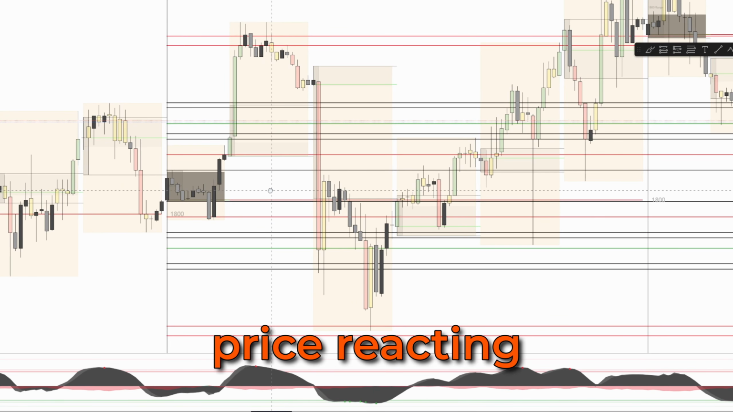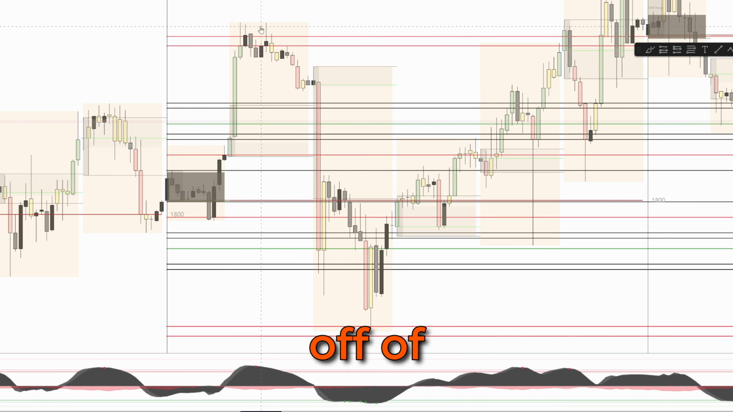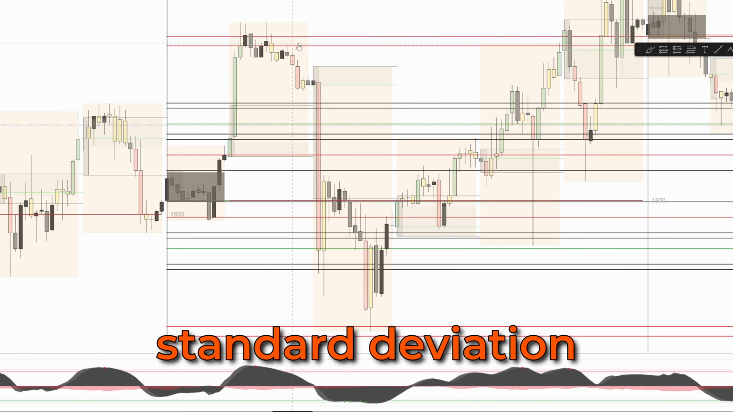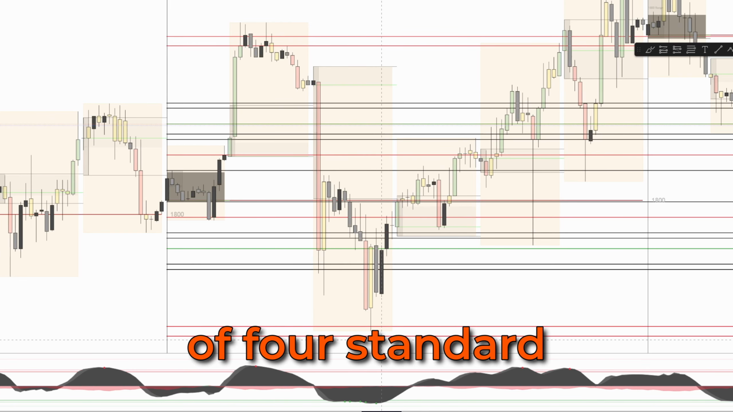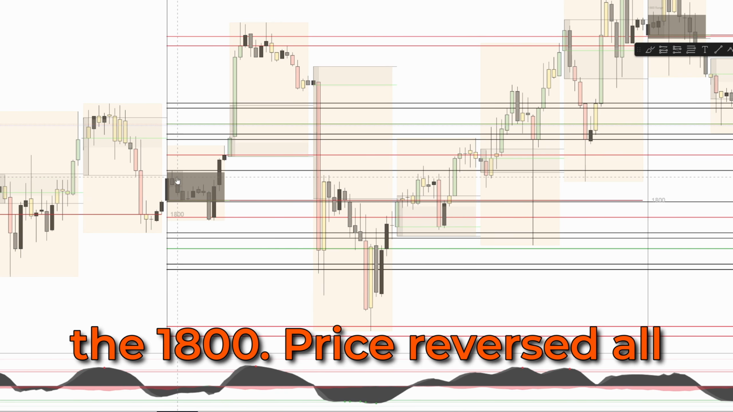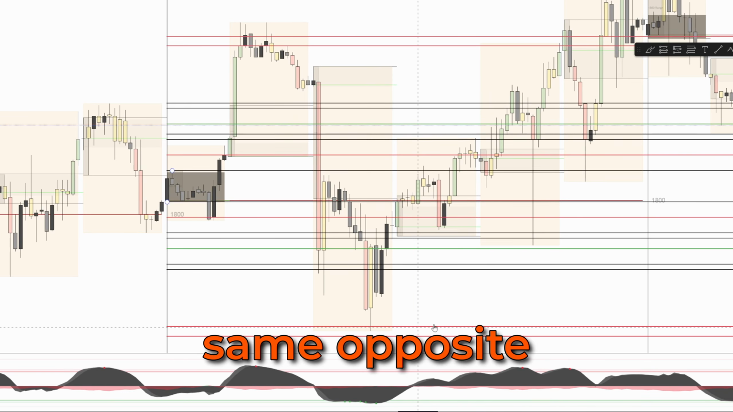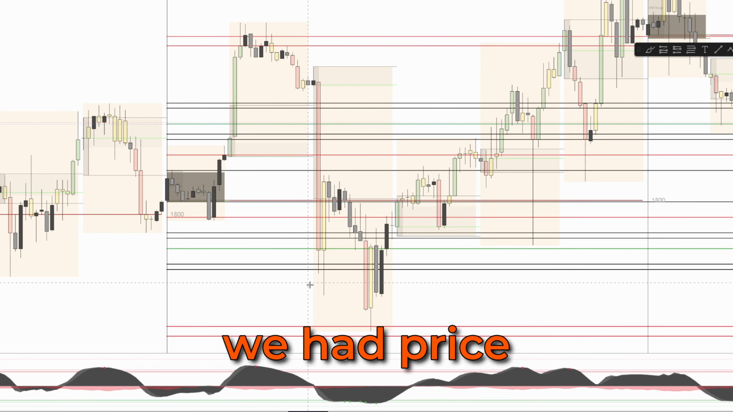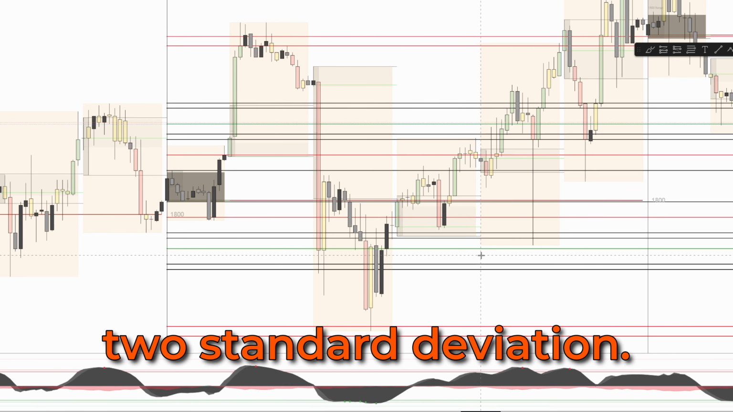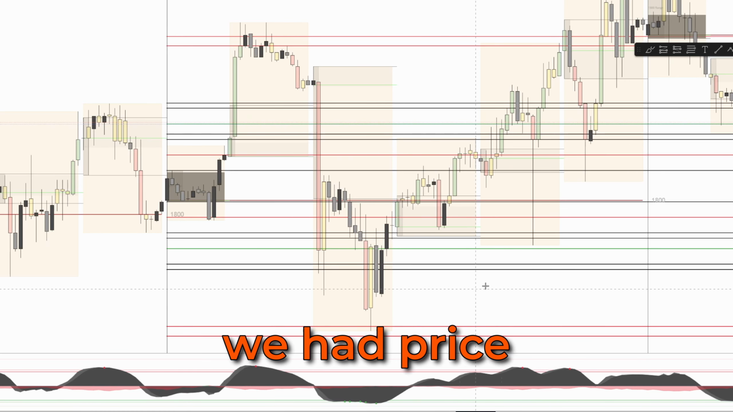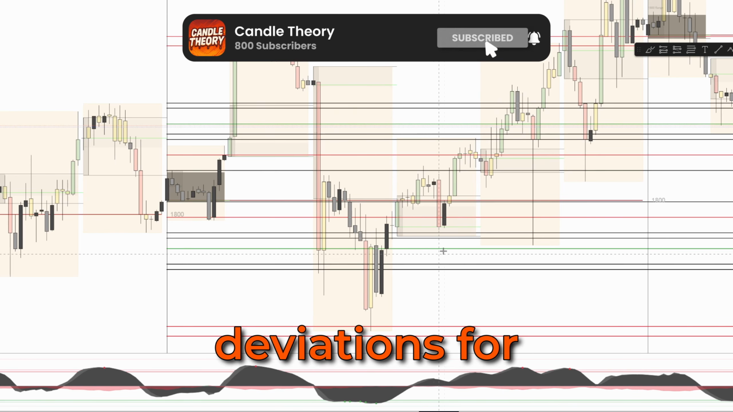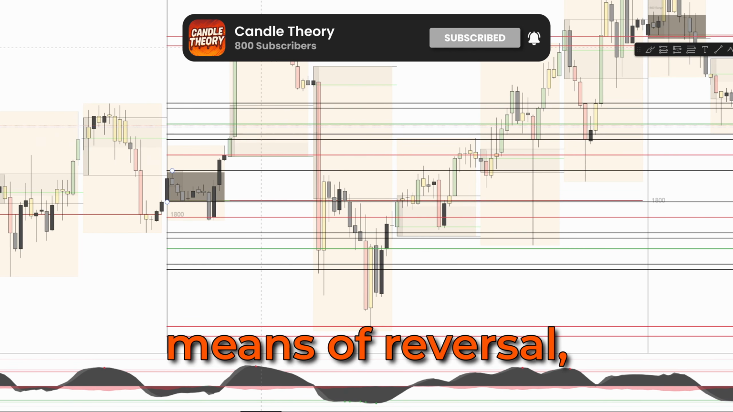And we can clearly see price reacting off of 4 standard deviation and then traveling to that same opposite standard deviation of 4 standard of that MCR range of the 1800. Price reversed all the way back to that same opposite standard of 4. And then in between these 2 standard deviations, we had price reversing off of 2 standard deviation. Once we went back into premium, we had price reversing off of 1 standard deviation. We're going to be using these standard deviations for means of reversal.